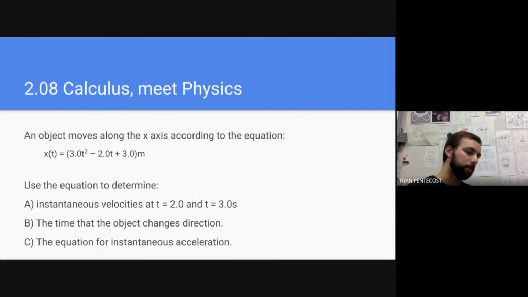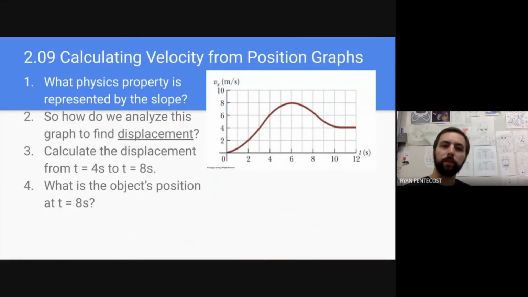All right. And if that confused you, pause it, go to the discussion board, or watch the power rules section over again. Now for 2.09, calculating velocity from position graphs.